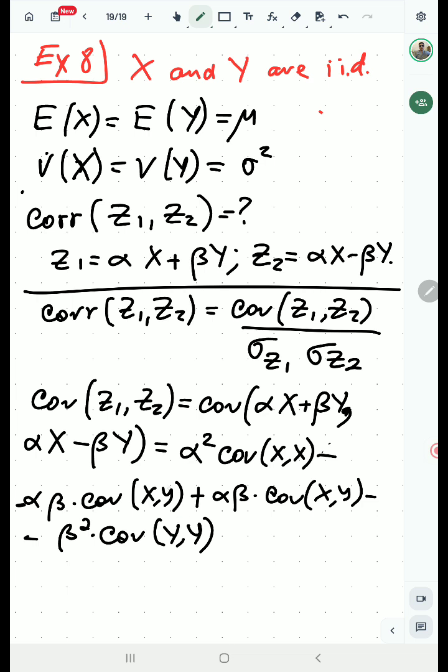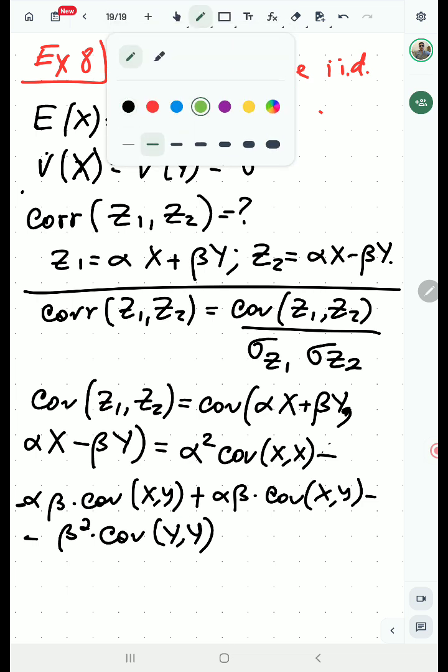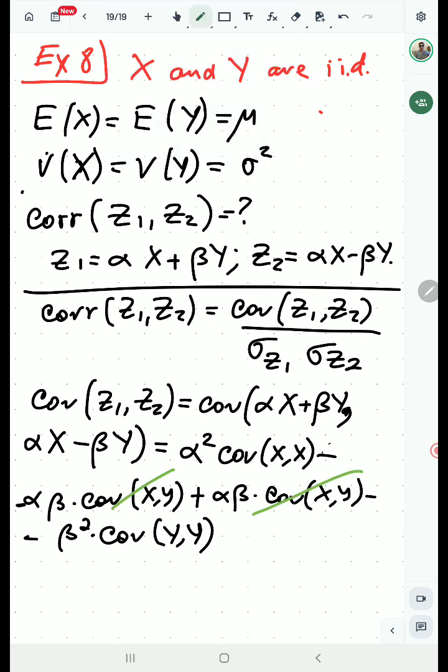So we can definitely cancel this term and this term. They are the same. And what is left is alpha square times variance of x, because covariance of x with itself is just variance, minus beta square variance of y. That is what we receive. Right? So what we need is to find the variance of these two guys, the standard deviations of these two guys.